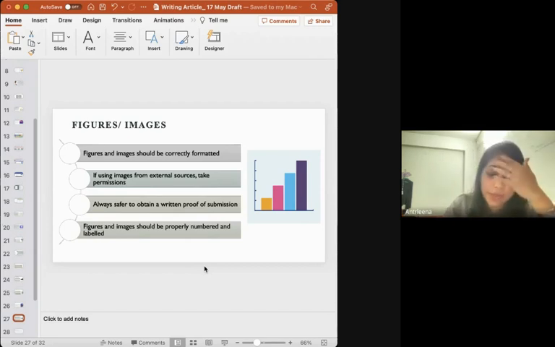Now, suppose you're using data that has already been published. Okay, you're using say a graph that has already been published by some other author in an article, you're taking from an article, or you want to reproduce an image that has already been published, or an image taken by another person. You have to take permission. Okay, just because it's available online doesn't give you the freedom to take it and use it in your article. You have to take permissions, and remember always to take written permissions, so that you have a proof that you have taken your permissions.